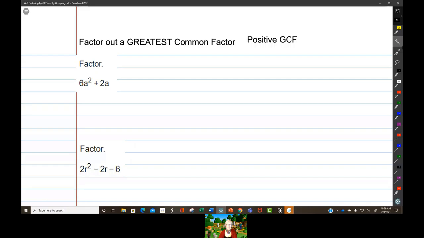Factoring is always taught in the same way. The very first kind of factoring you do is usually with numbers, like the number 6.